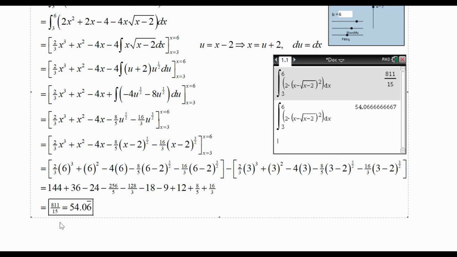And you get 811 over 15, which in decimal form is 54.06 with the 6 repeating. And here's a check here on a TI Nspire. It does it exactly. I went ahead and wrote that with the squared instead of writing that one twice. But anyway, that's 811 over 15, or approximately 54.06 with the 6 repeating there. All right, there's a good example of that. Let's do some more next time.